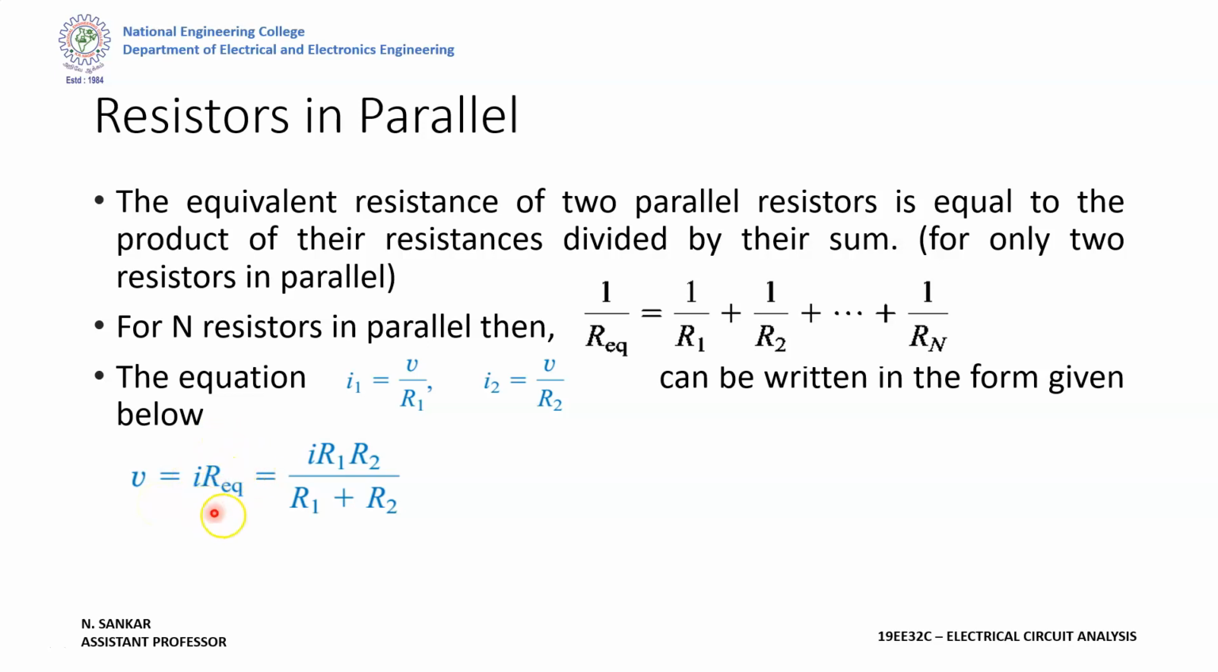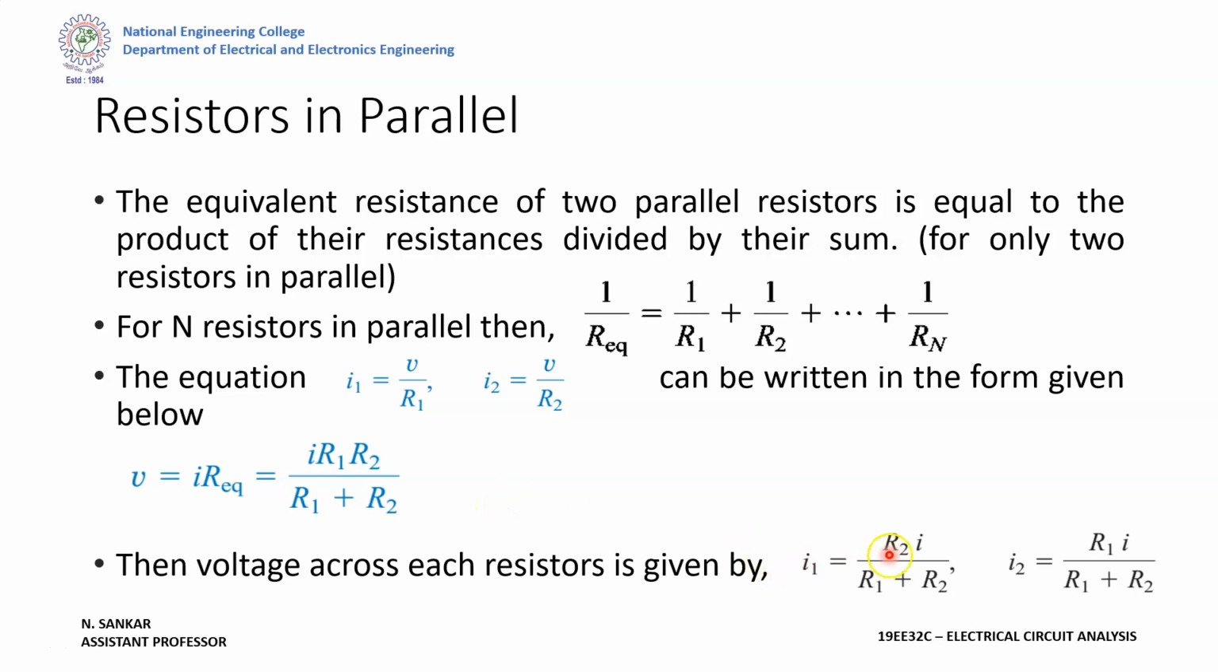R equivalent we already found, right? So R1 into R2 divided by R1 plus R2. So here instead of V, just substitute this term. Okay, so I1 is equal to I into R1 R2 divided by R1 plus R2, divided by R1. So R1 will cancel, then I1 will become R2 into I divided by R1 plus R2.